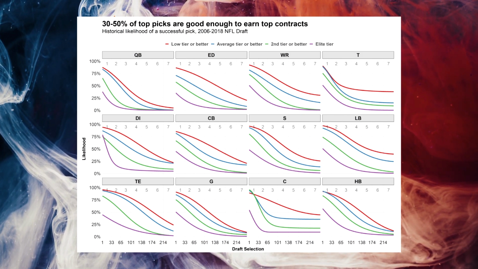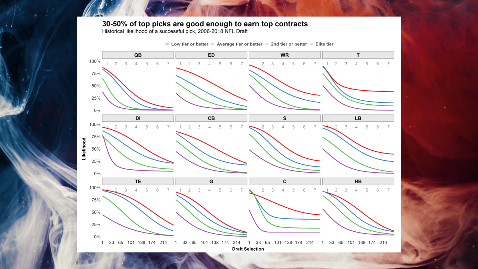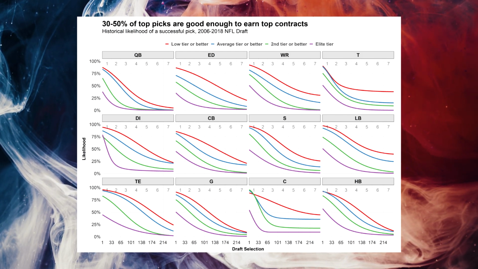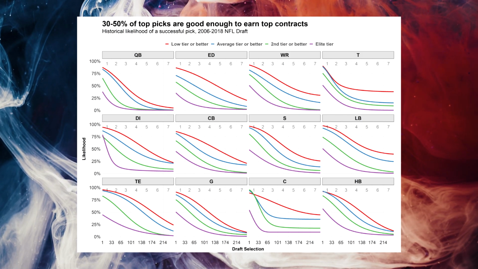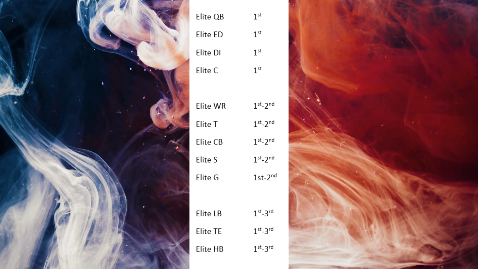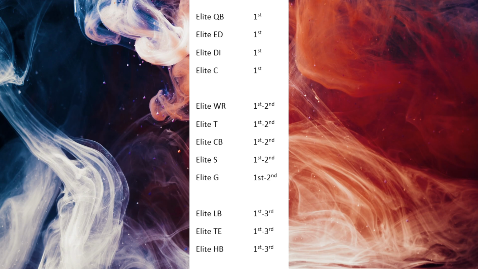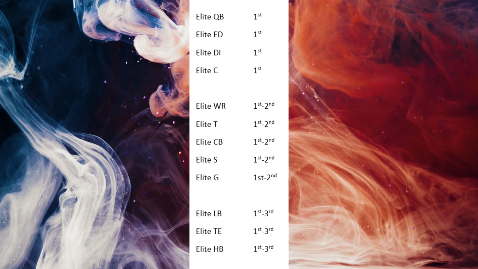If you want to pause this and look at any specific position, you can. But what I'm going to do is just go over what I found and really talk about where I think you should draft each position. So right here, first I'm talking about the elite guys. Where would you want to draft someone if you're trying to get an elite player at that position? When should you go about doing it?